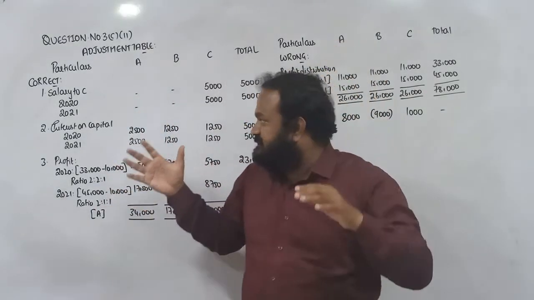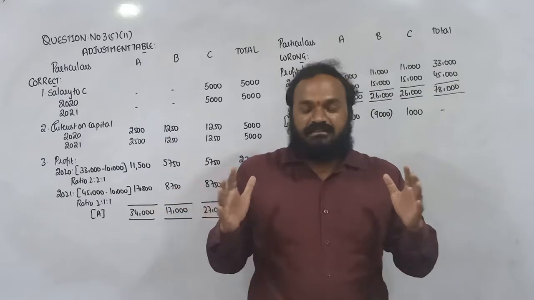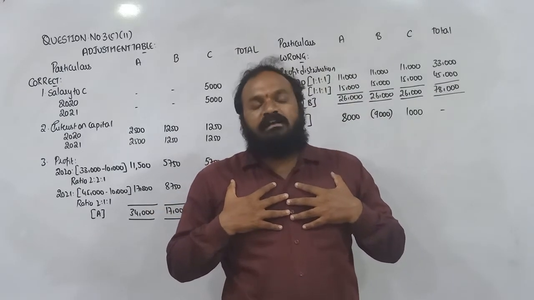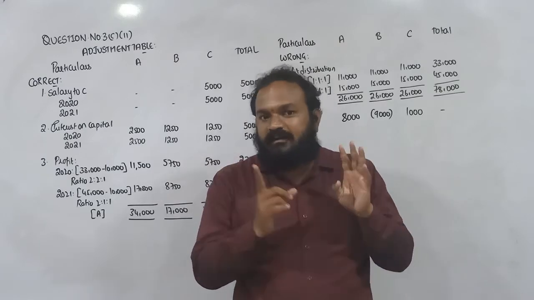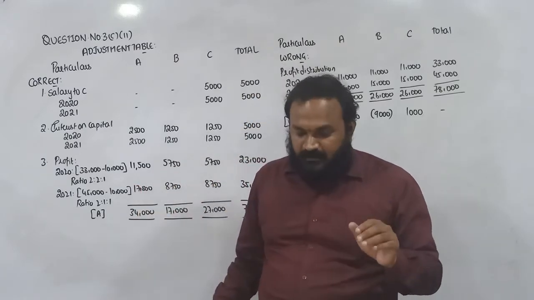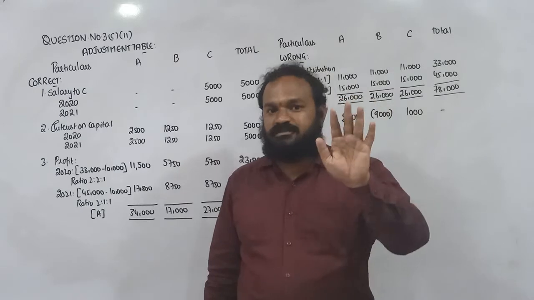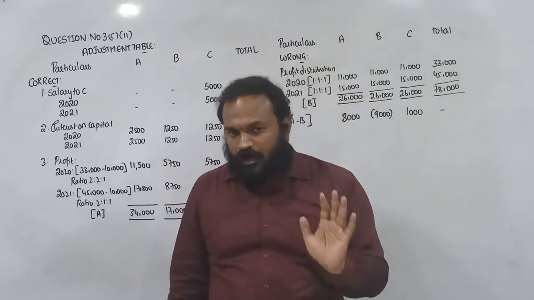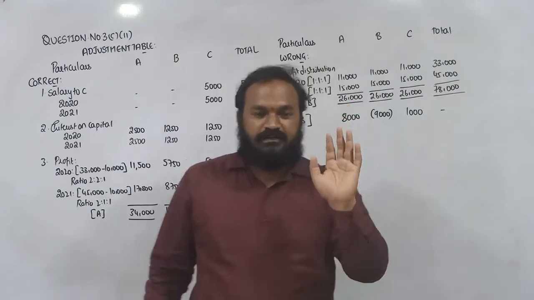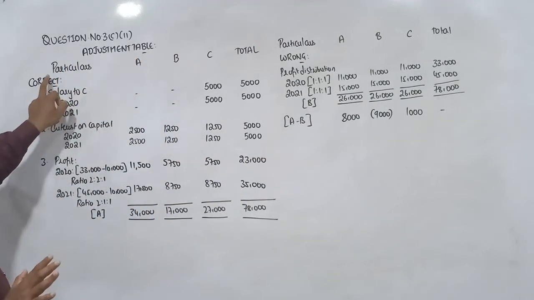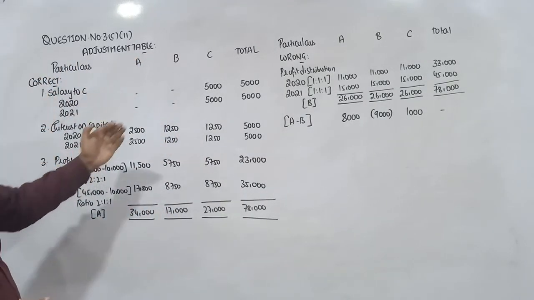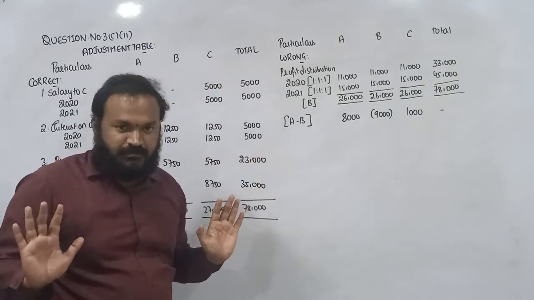Now we have to write the adjustment entry by considering the adjustments. Boys and girls, remember, as per the partnership deed there are 3 adjustments: salary to C, interest on capital, and profits are to be distributed in the ratio of capitals 2:1:1. First, the adjustment table, right? Particulars. This is the correct, this is the wrong. Then you should write the adjustment entry.